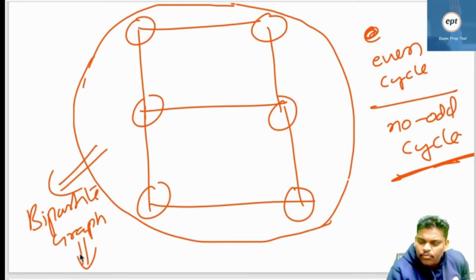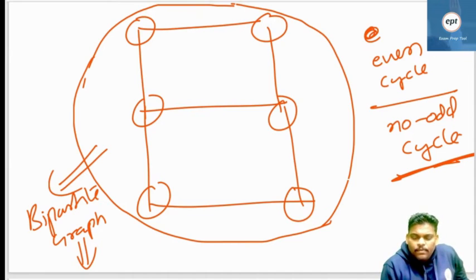Can I say the bipartite graph chromatic number? Chromatic number means vertex color. What is the answer? 2. Bipartite graph chromatic number is 2.